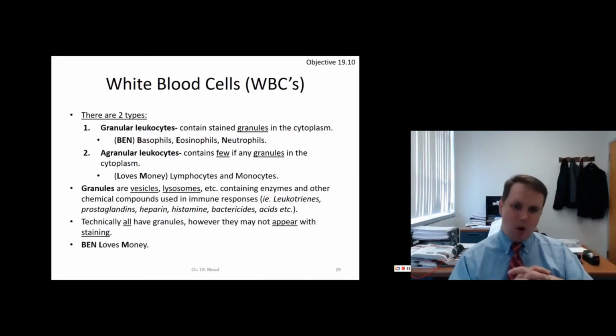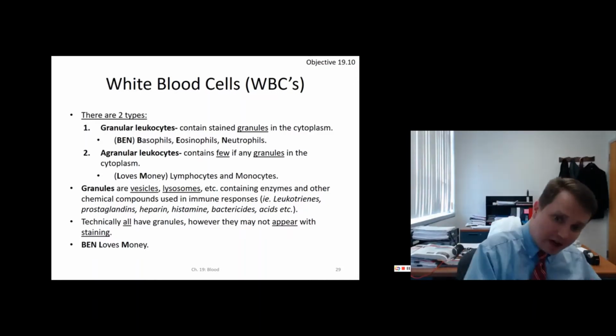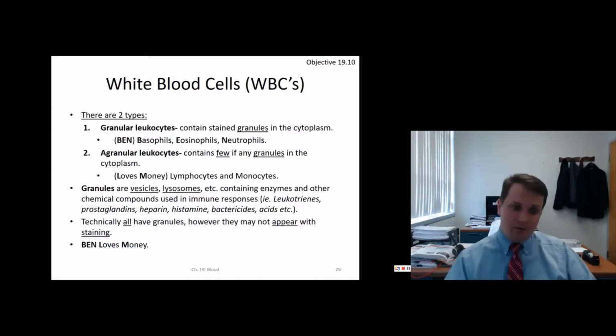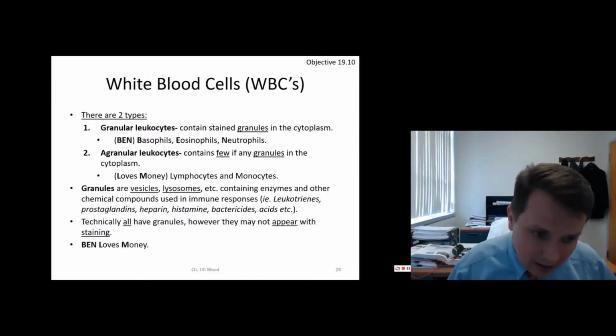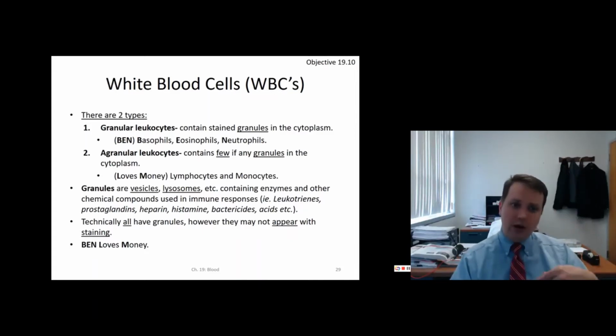bold. So granules are always present. It's just they may not appear with staining procedures, depending on the chemistry of how we stain it. Okay? So Bin loves money. Bin, granular, loves money, agranular.